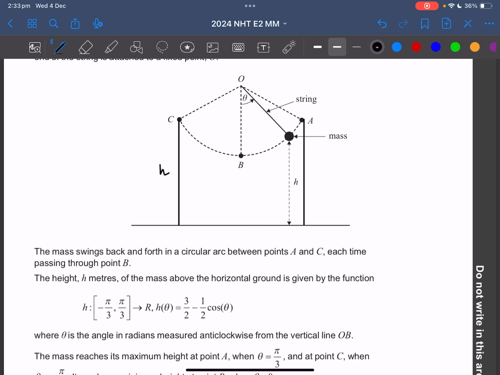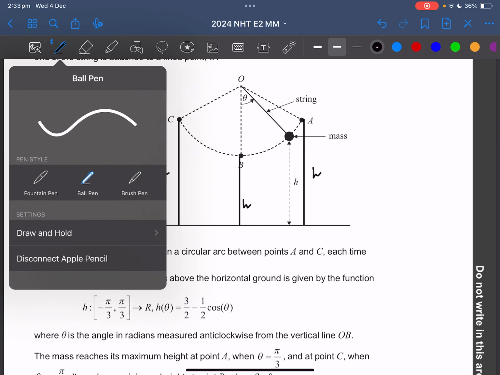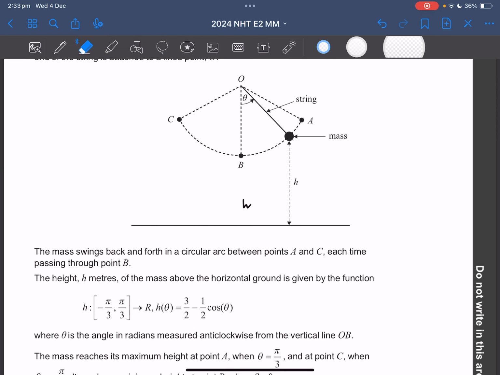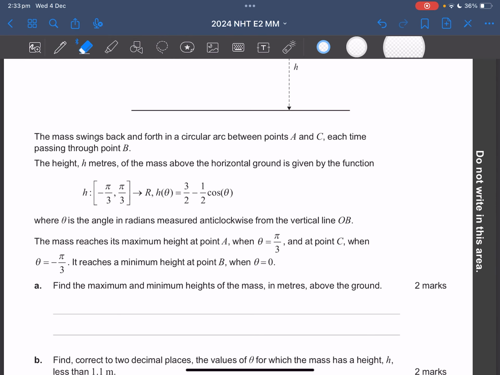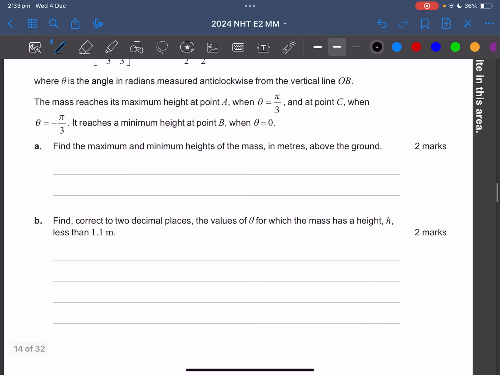Okay, this is the maximum height, and here, as you can see, this is the minimum height. Pretty obvious looking at the picture, so that makes sense. And what we have to do is to find the maximum and minimum heights of the mass in meters above the ground.